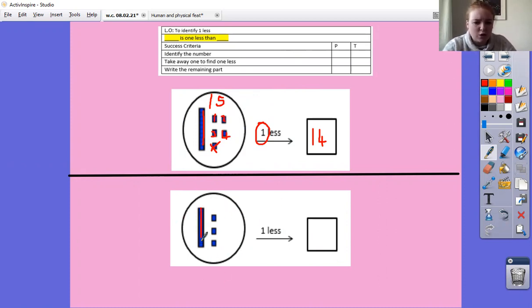This number has 1 ten, 1 ten and how many 1s? 1, 2, 3 ones. This number has 1 ten and 3 ones. The whole is 13. Fantastic. I want to find out what 1 less than 13 is.